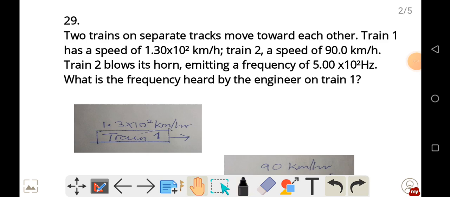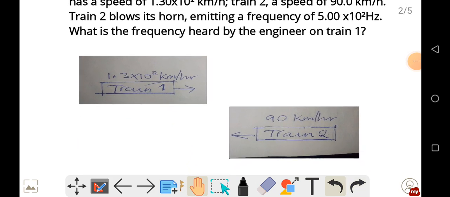So below, this is the diagrammatic representation of the situation we have above. This is train 1 moving at 1.3 times 10 to the power 2 kilometers per hour. Then this is train 2 moving at 90 kilometers per hour. So the engineer is on train 1. What we are supposed to do firstly is to convert these speeds into meters per second. So we convert the speed for train 1 and we also convert the speed for train 2.